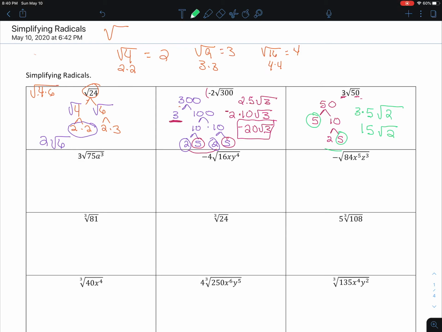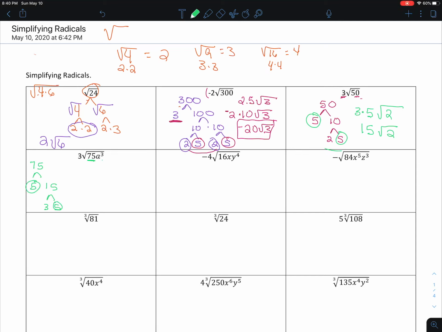Now, you may notice and say, wait a minute, now we're adding letters. Yeah, so we have to be able to do this as well. But we're going to do it the exact same way. We're going to start with the 75. So what can I multiply to get 75? 5 times 15. And then this is 3 times 5. Okay, so my 5s are coming out.